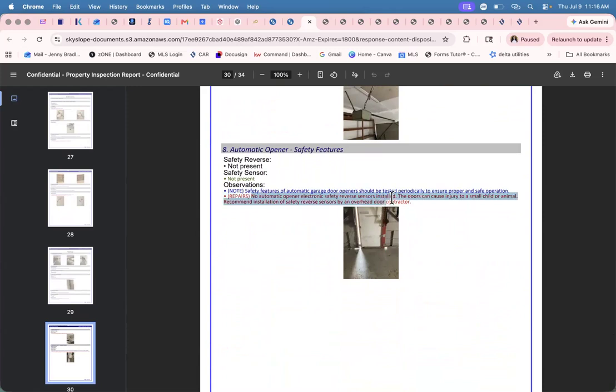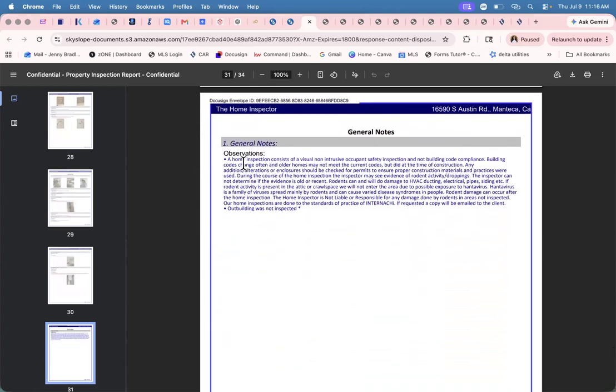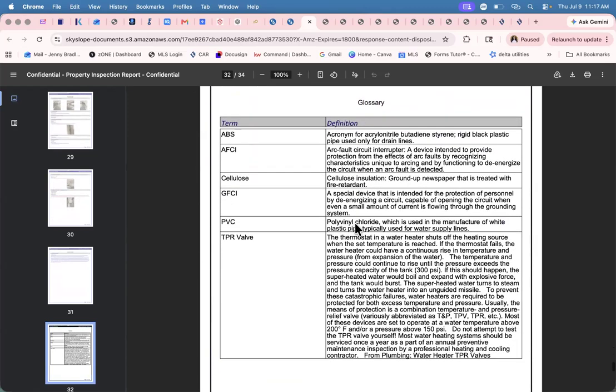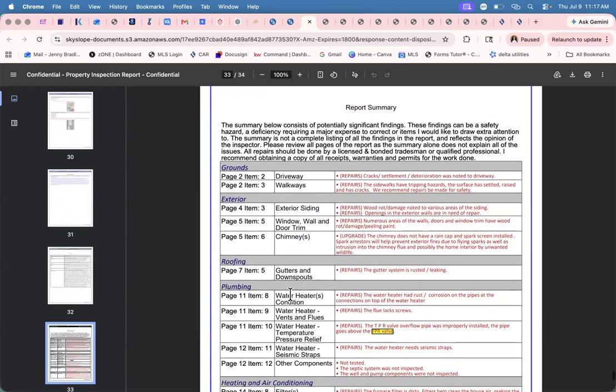No automatic door opener was on the doors. Door can cause injury to a small child or animal. And then they have general notes here. And then they have the glossary for the clients. Now this is the report summary.